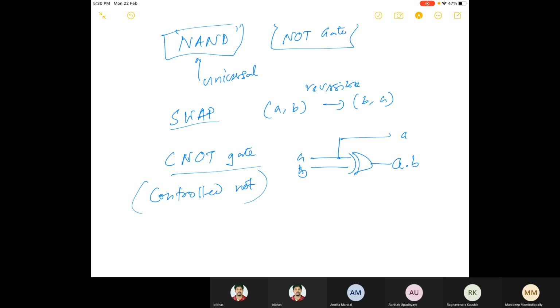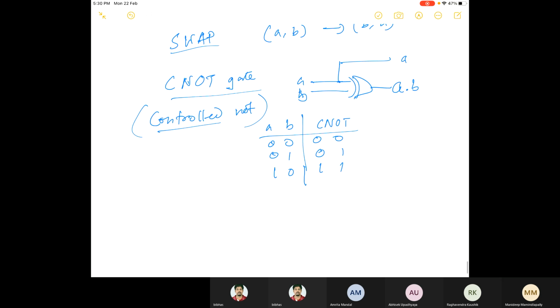So what does it do? If you want to write down the truth table, we have A and B, and the output of the CNOT gate. If it is 0 0, it will give you 0 0. I'll tell you why it is called control. 0 1 stays 0 1, then 1 0 goes to 1 1, and 1 1 goes to 1 0. So what is happening if you observe this table carefully? When the first bit is 1, the corresponding second bit is flipped. Otherwise it remains invariant.